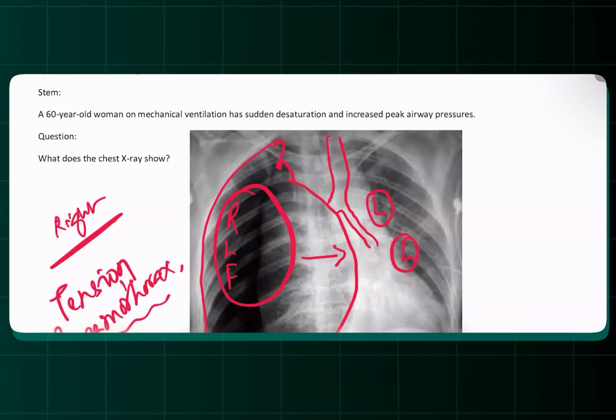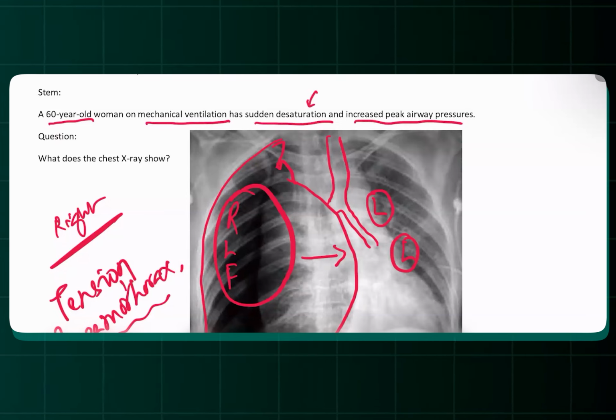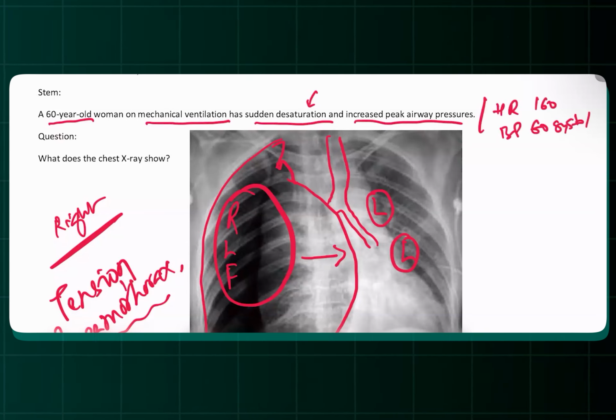Sir, but there is no hypotension for that tension. I mean, the BP should be... I have not mentioned the BP anywhere. I have said a 60-year-old woman on mechanical ventilation has suddenly deteriorated, desaturated, and increased peak airway pressure. If I would have to mention, I would say, okay, heart rate is 160, BP is only 60 systolic. I did not mention it, but that's okay. This is an X-ray station, so once you get hold of the X-ray, then you can define the things for yourself. Okay.